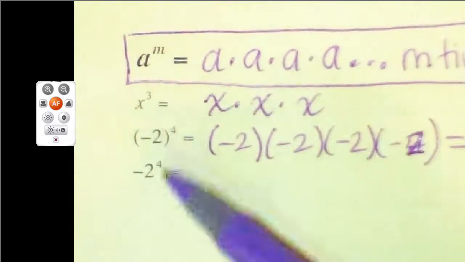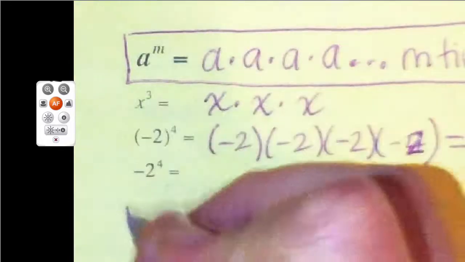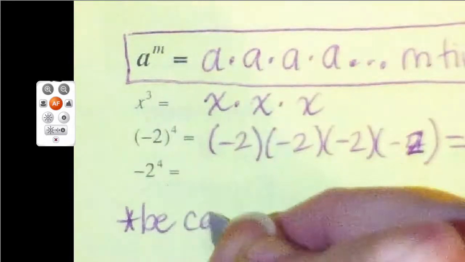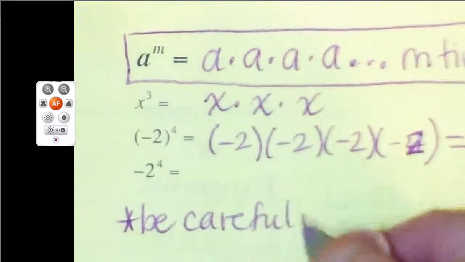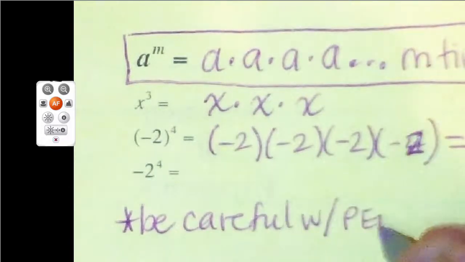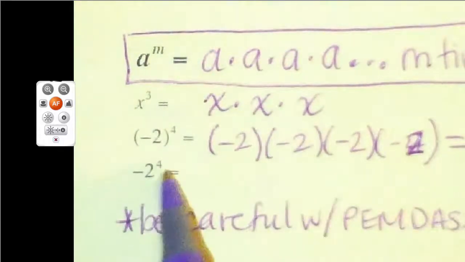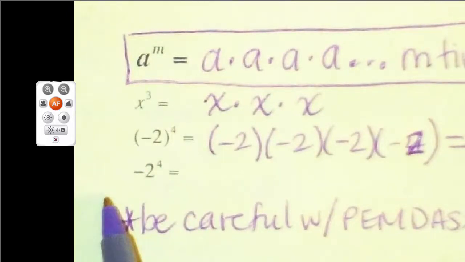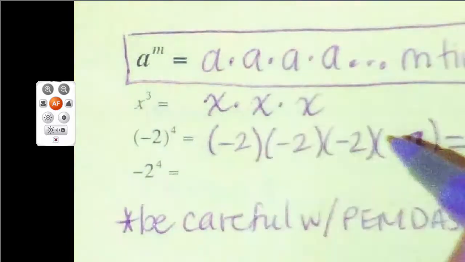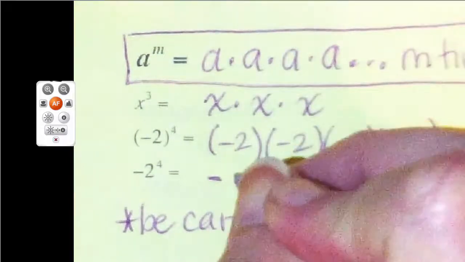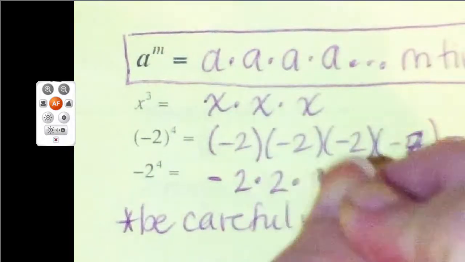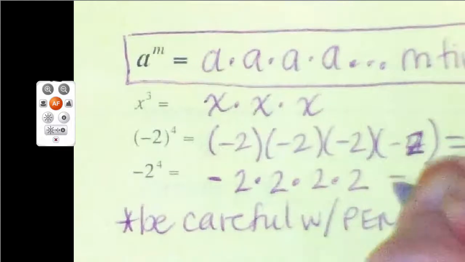Be careful with the last one. Only 2 is raised to the fourth, and following PEMDAS, I'll raise 2 to the fourth first and then negate my answer. So be really careful with PEMDAS when you're doing your exponent rules. Don't rush. So here this is negative, and then 2 to the fourth: 2 multiplied by itself 4 times. So it's negative 2 times 2 times 2 times 2, which is negative 16.